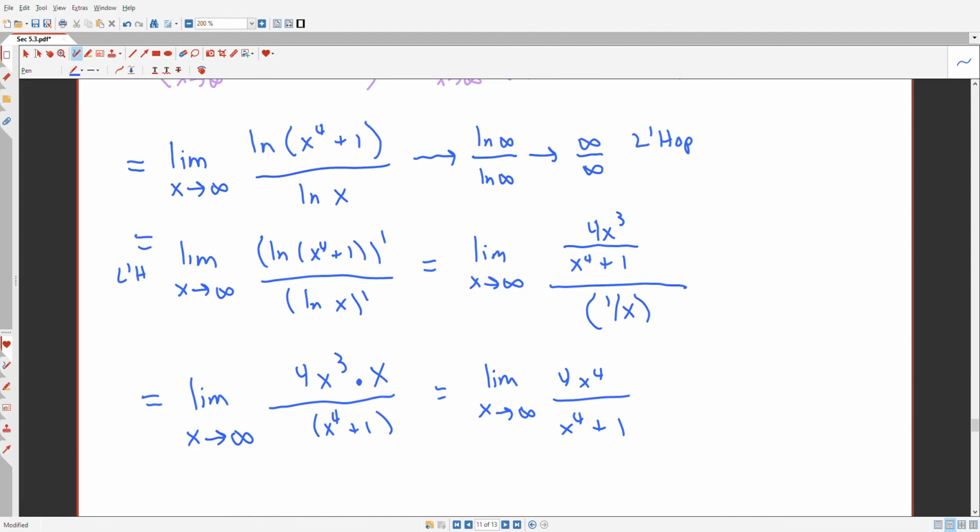And what I have here is an old limit where x is going to infinity we talked about a while ago. But this is just what we called a rational function. We just looked at the highest power with its coefficient and the highest power. They completely balance, so we just get 4.